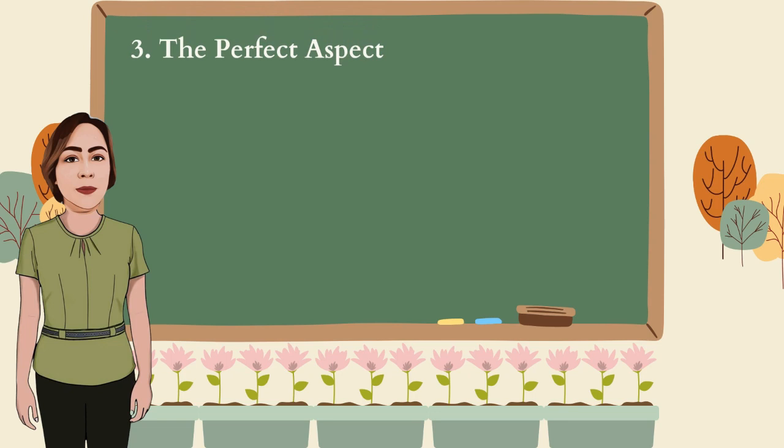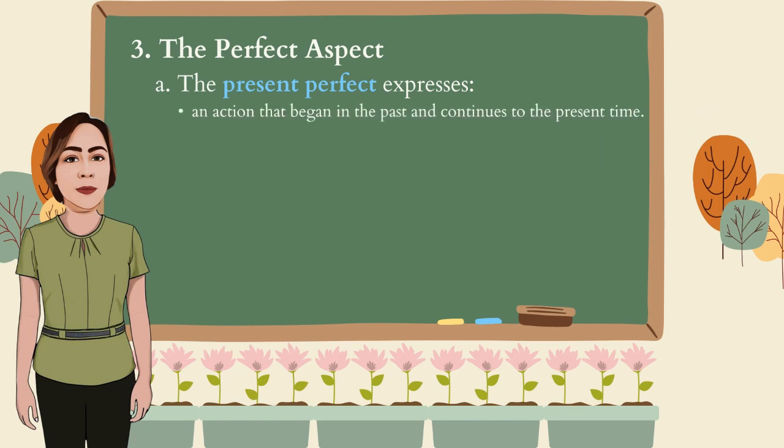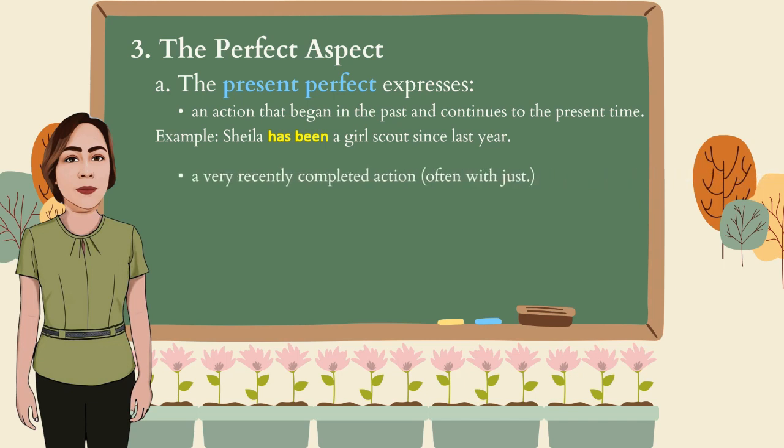Number 3 is the perfect aspect. Letter A, the present perfect. The present perfect expresses, first, an action that began in the past and continues to the present time. Example: Sheila has been a Girl Scout since last year.